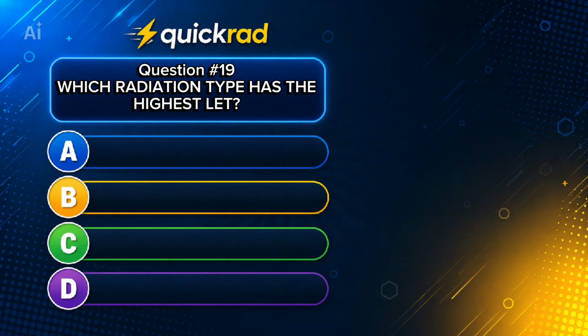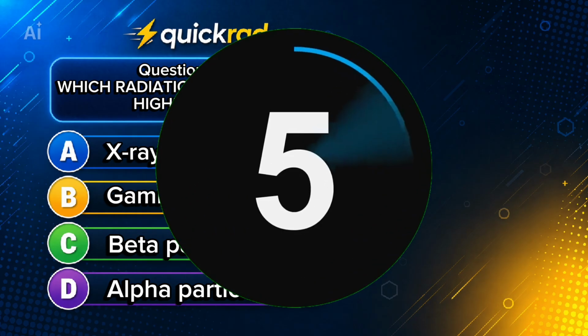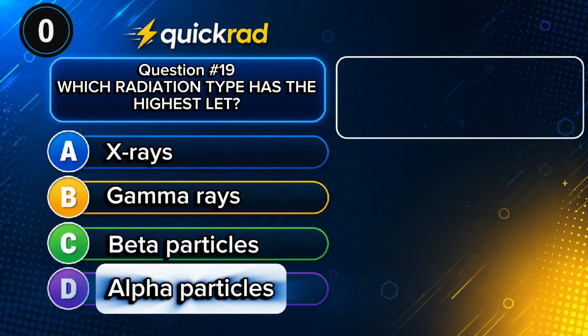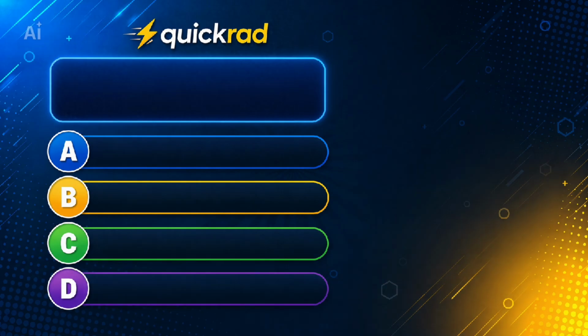Question 19. Which radiation type has the highest LET? Correct answer D. Alpha particles. Alpha particles produce dense ionization tracts and high biologic damage.